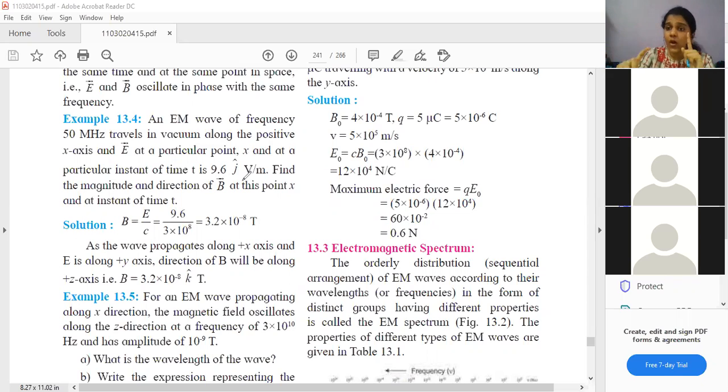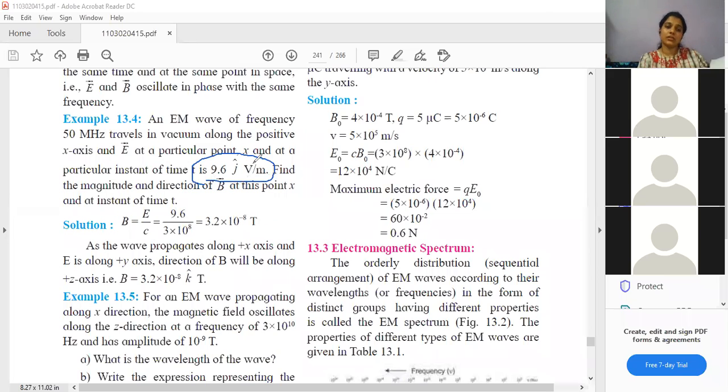Okay, fine. Now we are choosing one point, which lies on the electric field. That point I can label as x, and the time at that point is t. What is the value at that point? The value is 9.6 j cap V by m. Okay, fine. All right.